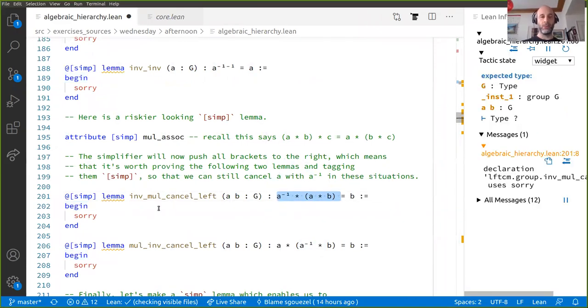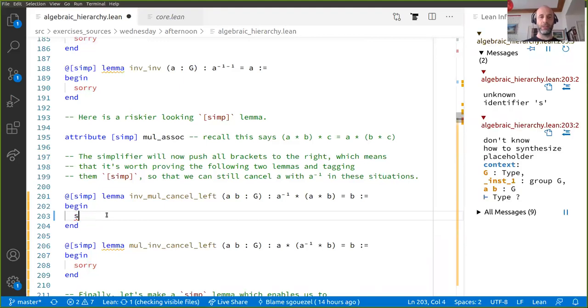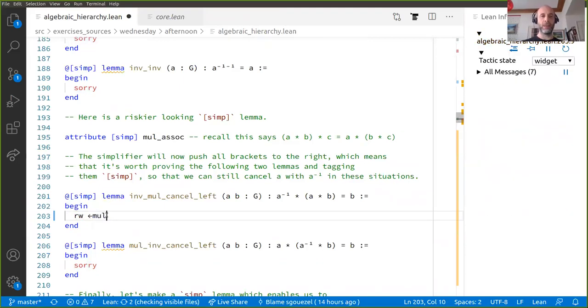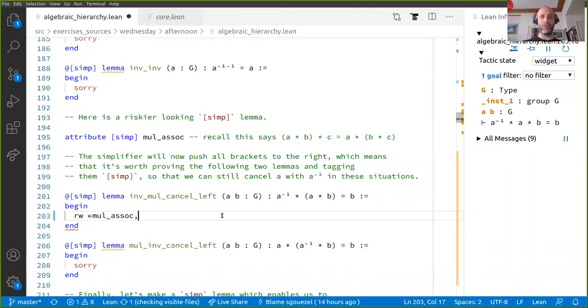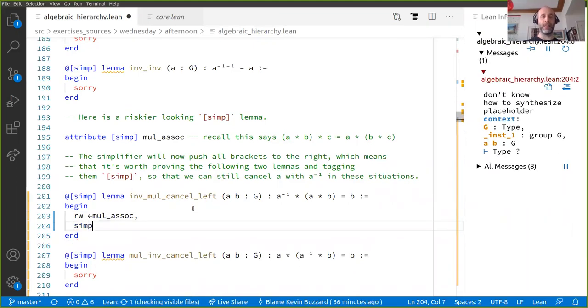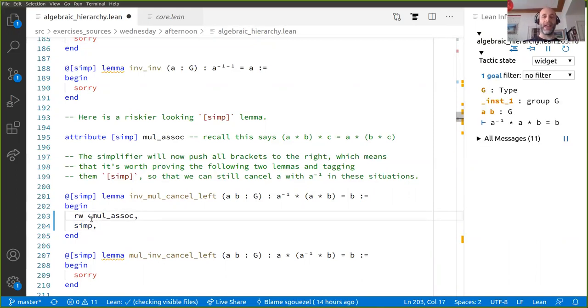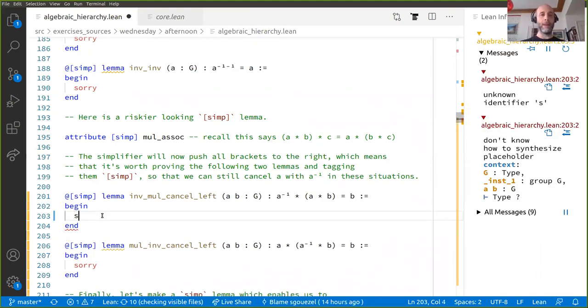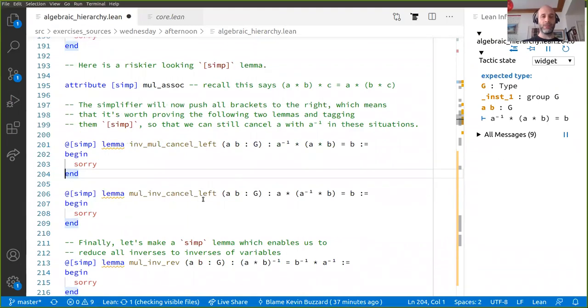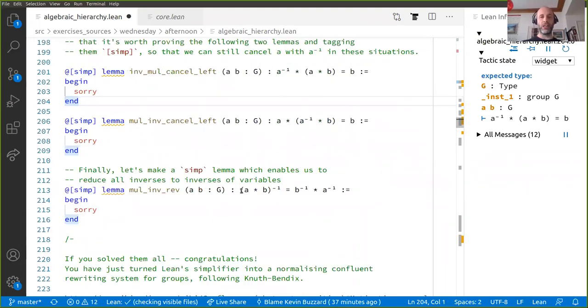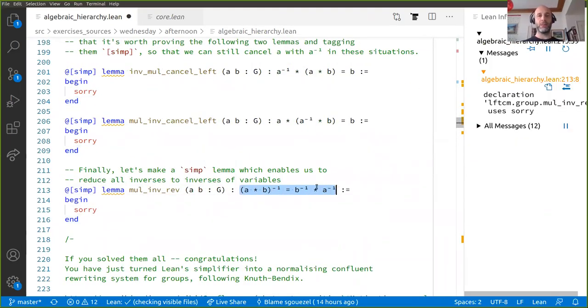The way to prove it, of course, is we rewrite Mullersock. We move the bracket back to the left, and probably the simplifier will now do it. You see, there you go. Once the simplifier knows that it shouldn't have done that, then it's easy. Sorry, I'll remove the spoiler. So there's some things there, and then finally you train the simplifier to show that A times B inverse is B inverse times A inverse.